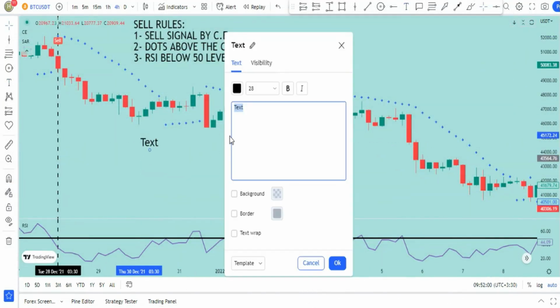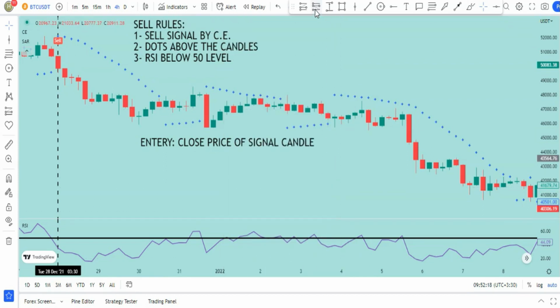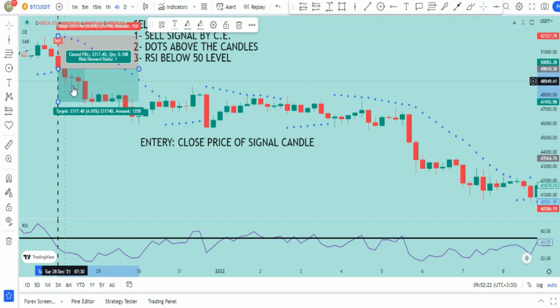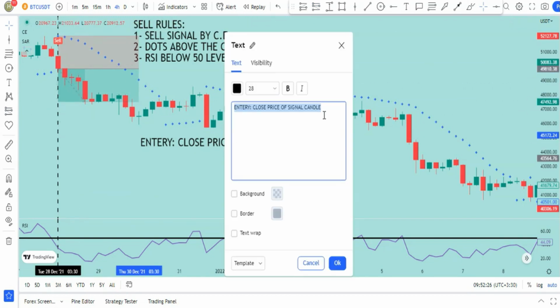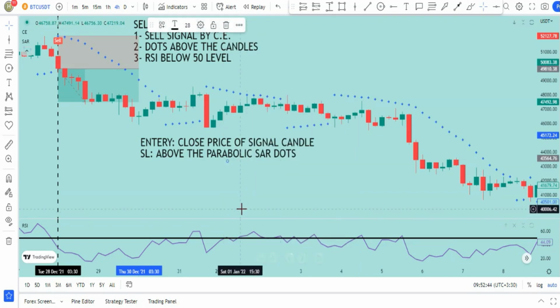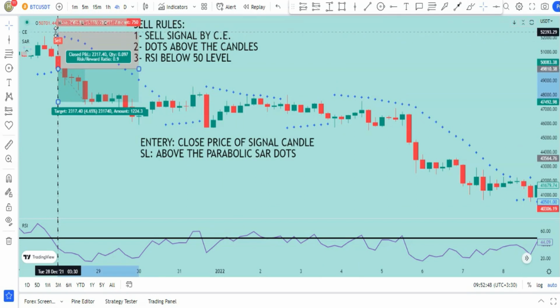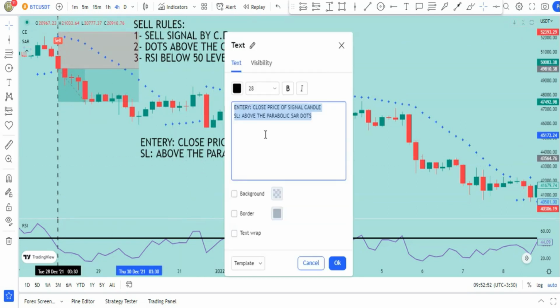In sell trades, you should enter the trade at the close price of the signal candle. The stop loss should also be placed above the parabolic dots. And set the take profit at 2 times greater than the risk.